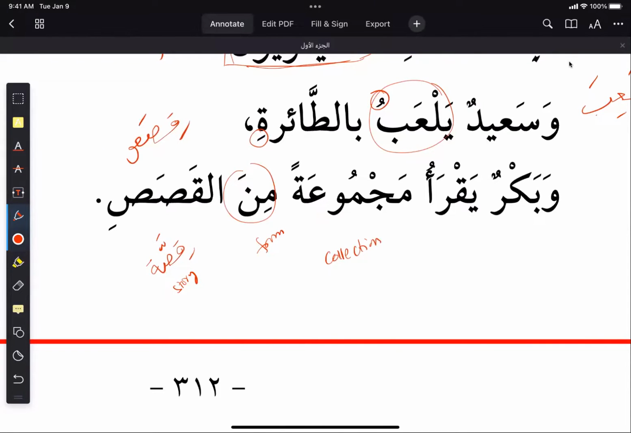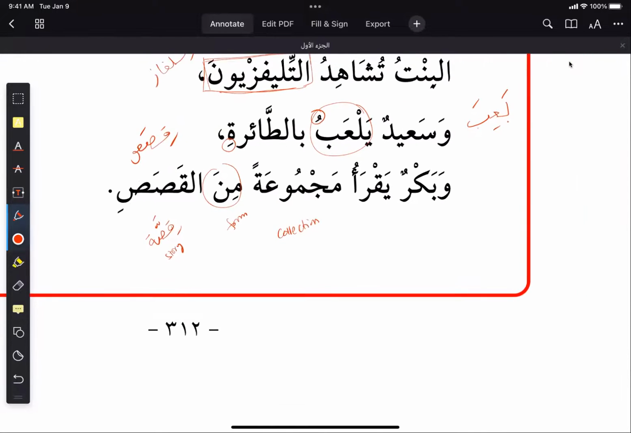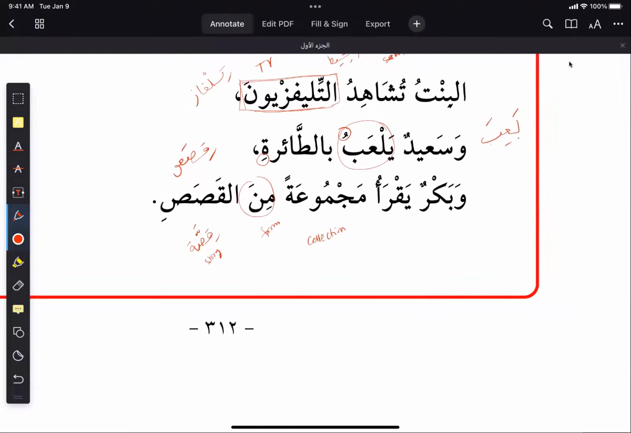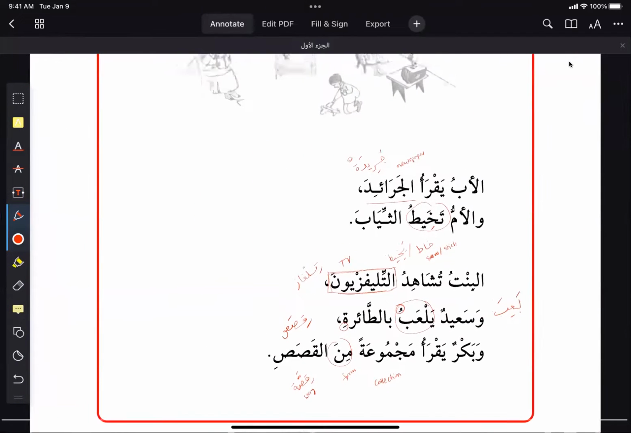This kind of "from" has a separate name. This "from" comes in the meaning of "of." Okay, keep that in mind. So far so good. It's very simple.